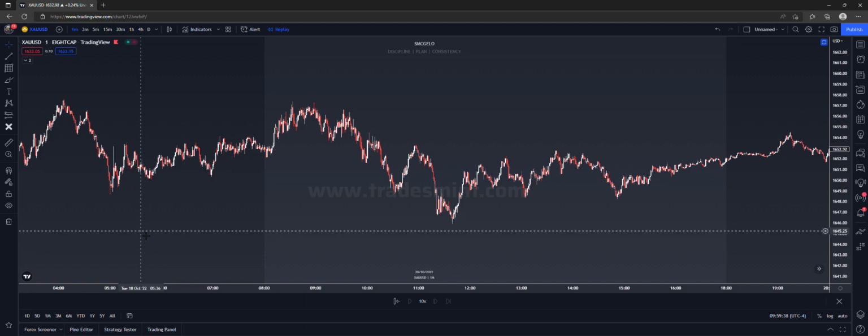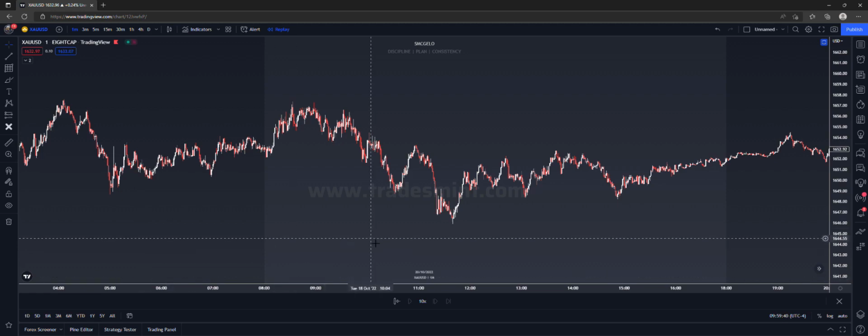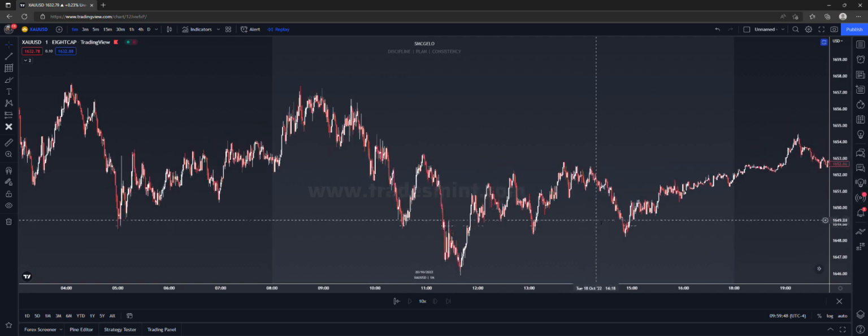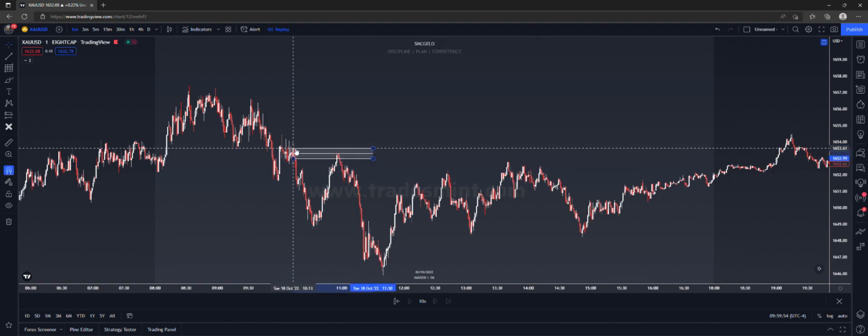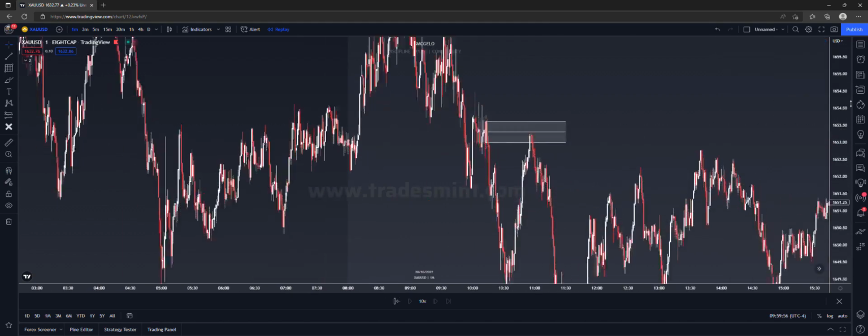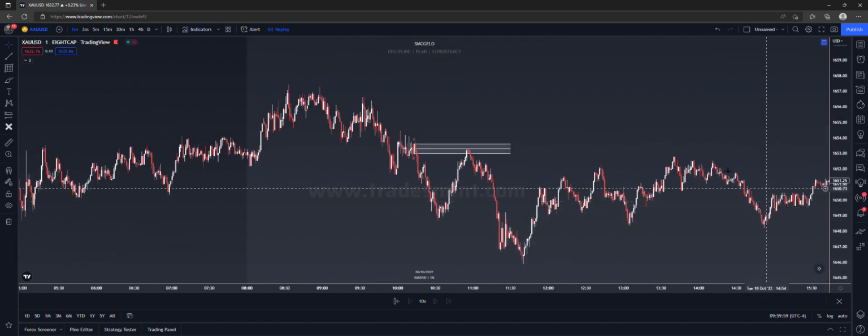Gold, sell, 1018. Okay. 1653. Boom. Okay, here we go. So our sell was right here. Okay. So why did I take this sell?